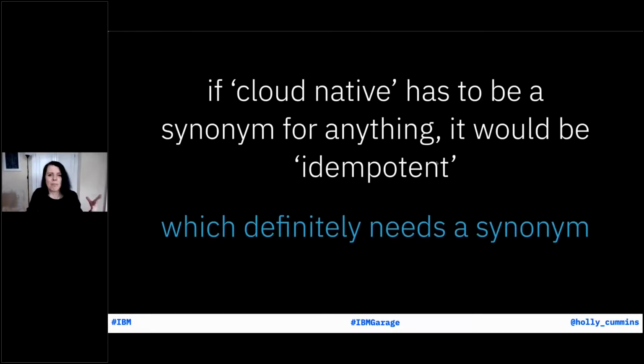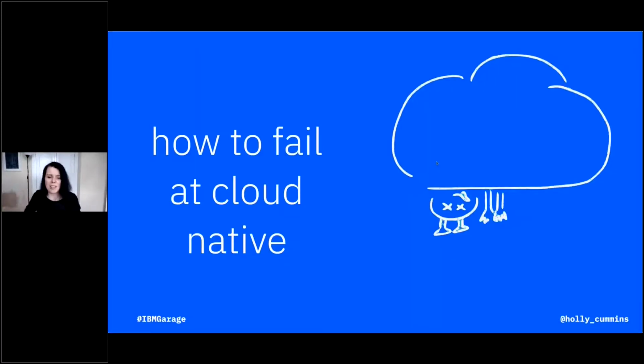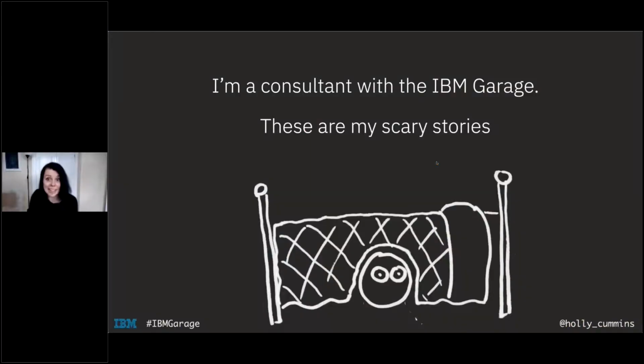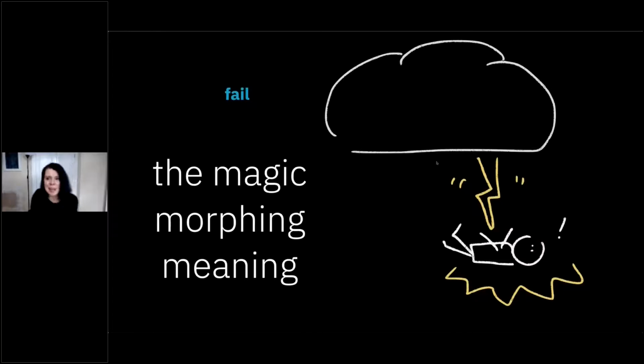So now that maybe we have a shared understanding of what cloud native is, what are some of the things that can go wrong? Like I mentioned, I'm a consultant with the IBM Garage, and we help businesses get cloud native, write cloud native applications. And these are some of the things that I've seen go wrong. One is the magic morphing meaning. We all think we know what cloud native is, but everybody has a different definition.